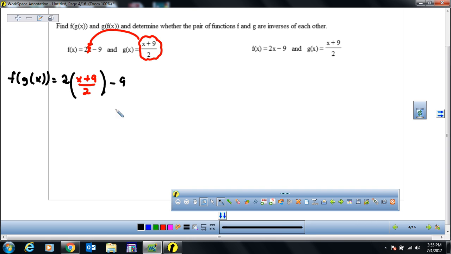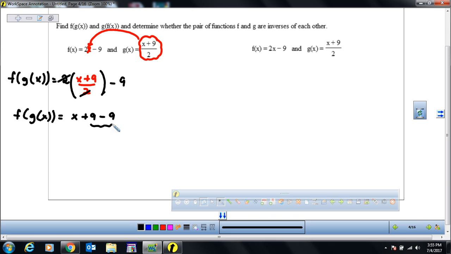Now you can either multiply 2 times x and 2 times 9, but then if I divide by 2, that's the same thing as saying that the 2's are going to divide out. They're going to simplify. So we're going to be left with f of g of x equals x plus 9 minus 9, and if I combine them, they equal 0, so that gives you f of g of x equals x.